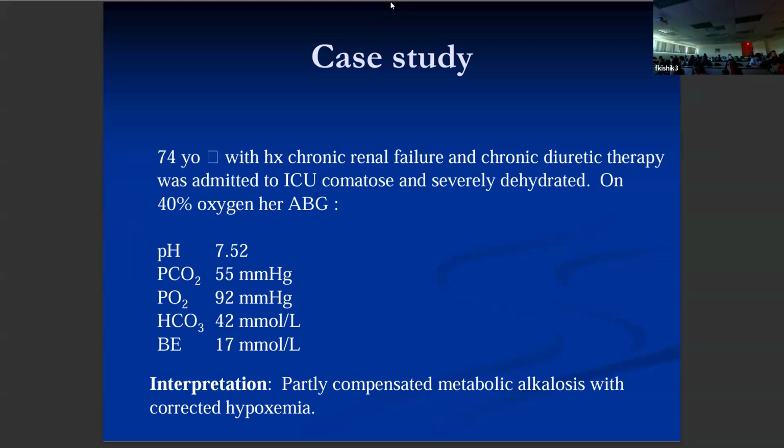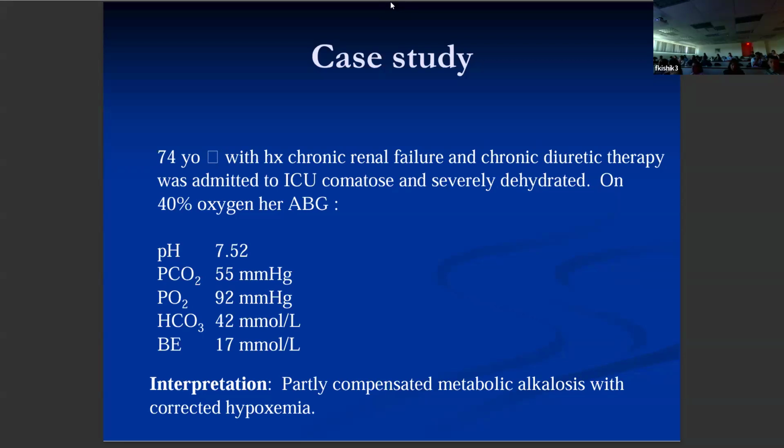A 74-year-old with history of chronic renal failure, chronic diuretic therapy, was admitted to ICU, comatose, severely dehydrated, on 40% oxygen, and blood gas is pH. So alkalosis, CO2 high, does not mix. So we have to have a what? The bicarb. So what are we dealing with? Almost compensated. So partially compensated metabolic acidosis.